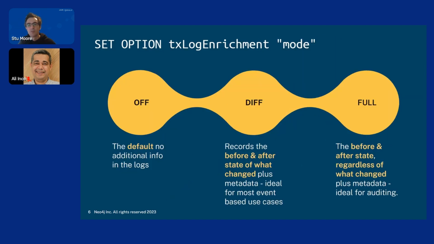There are three modes, of which the default is off. We write the same information as we do today in the logs. If you want to enable CDC, then you can use the create or alter database commands with the set option txLogEnrichment mode, and then pass in diff, where we record the before and after state of what changed, plus some metadata. That's usually all that's required for most event-based systems. Or full, where we record all the information for the node and the relationships that changed. This may suit other auditing use cases or replication where you're sending data to other systems.